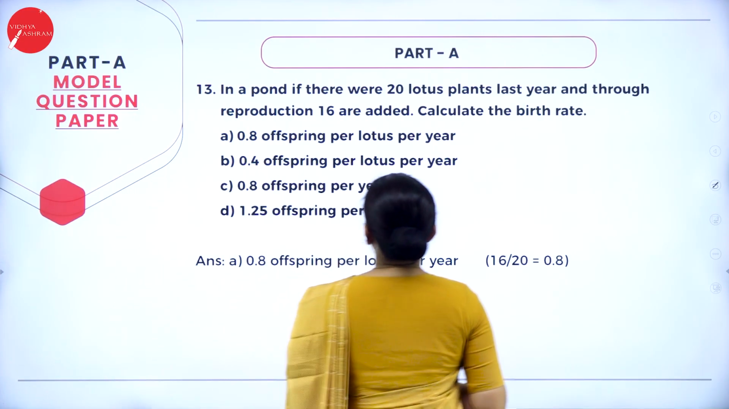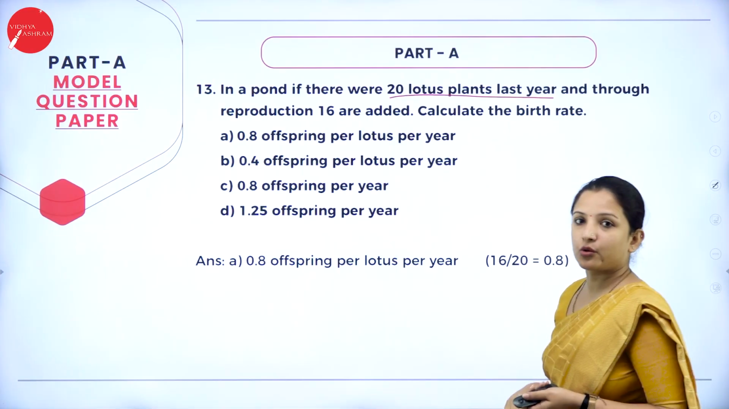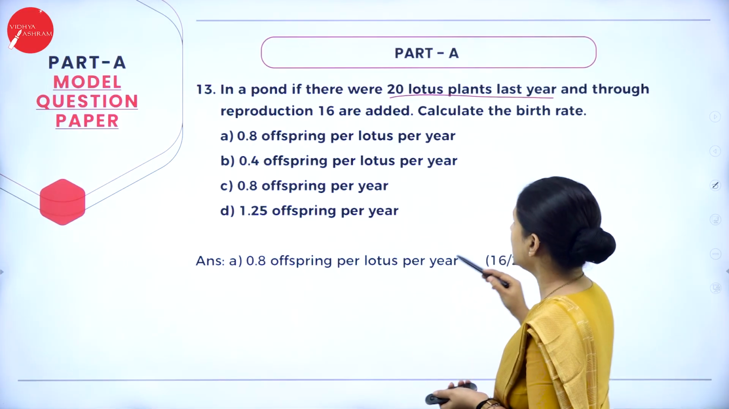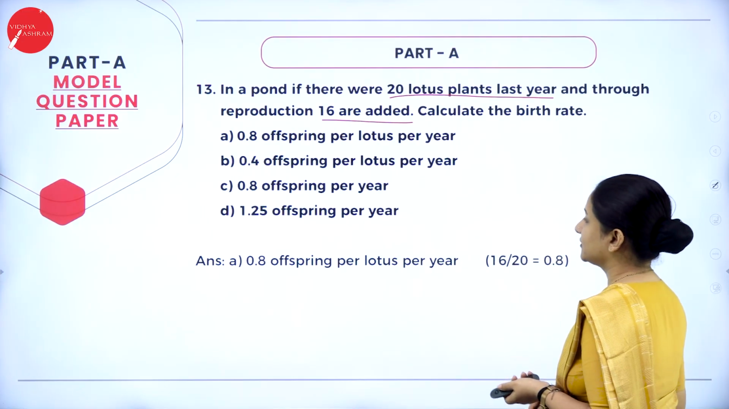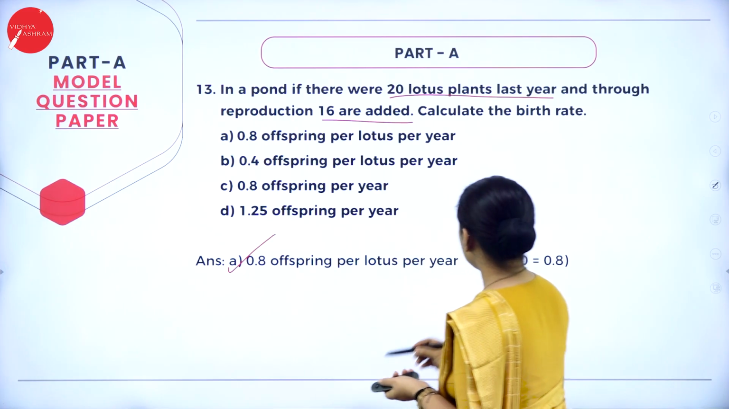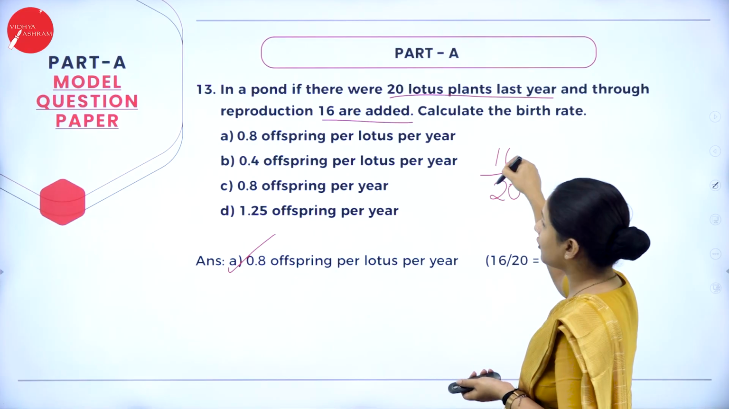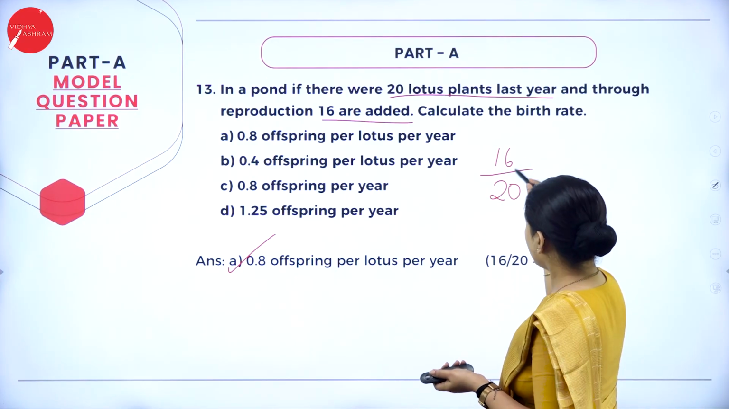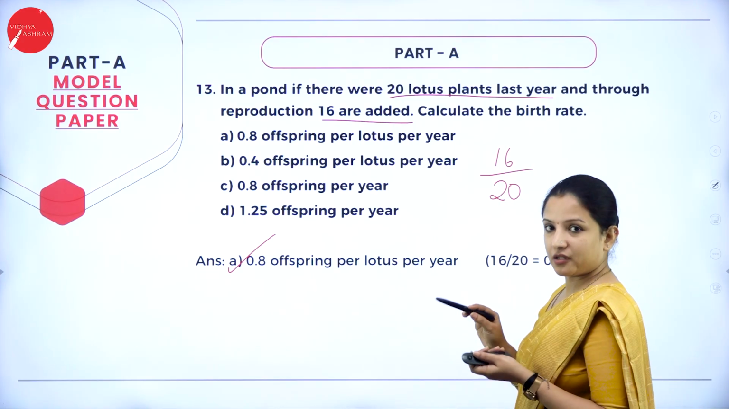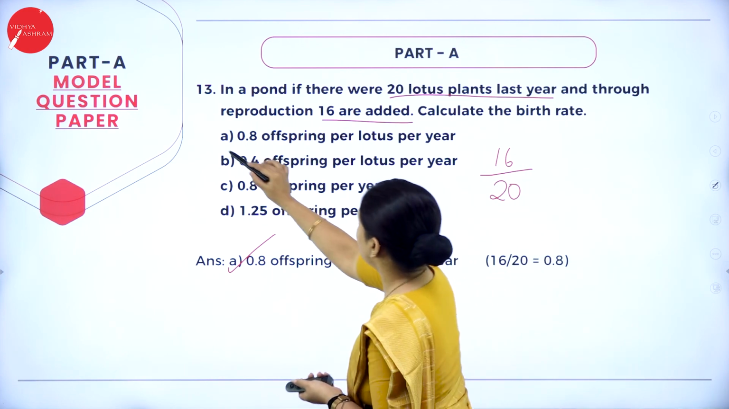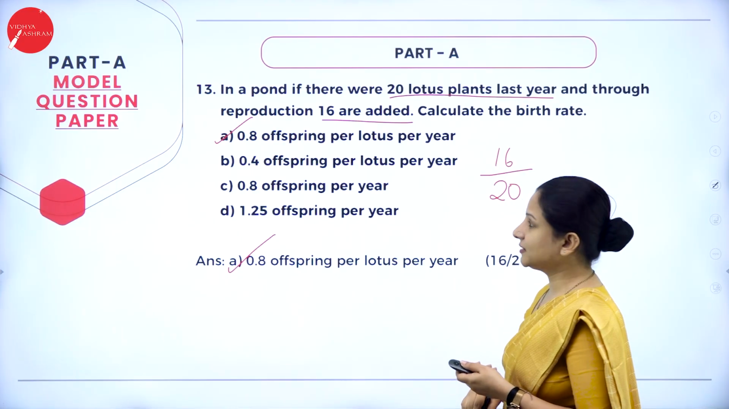Next question. In a pond, if there were 20 lotus plants last year, this is a question from the Organism and Population chapter, and through reproduction 16 are added, calculate the birth rate, that is 0.8 offsprings, wherein we need to calculate as 16 divided by 20. That is, 16 got added in a year and previously there were already 20 plants. So the offspring rate per year will be about 0.8 offsprings per lotus per year. So option A is the right answer here.